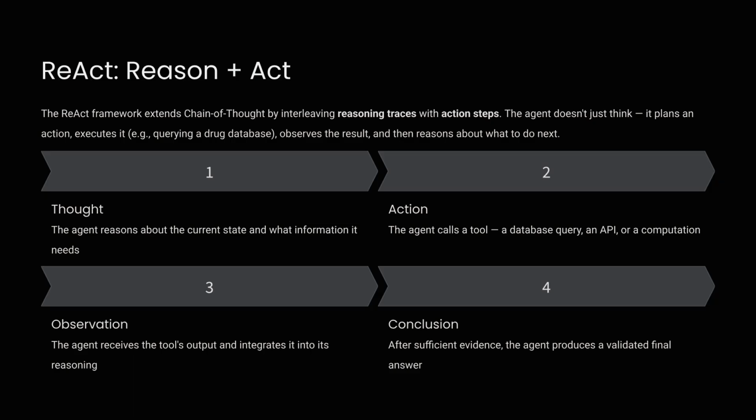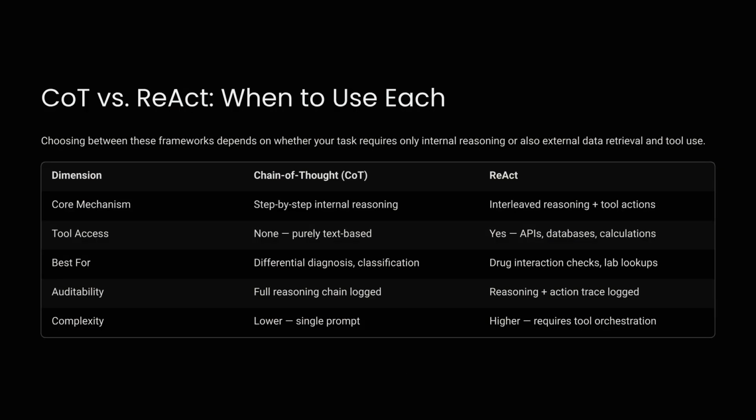ReAct extends COT by interleaving reasoning with action steps. The agent thinks, plans an action like querying a database, observes the result, and then continues reasoning. This allows the agent to use external tools for validated final answers. The choice between COT and ReAct depends on the task. COT is better for internal reasoning, such as differential diagnosis. ReAct is needed when external tool access, like checking drug interactions or lab lookups, is required.